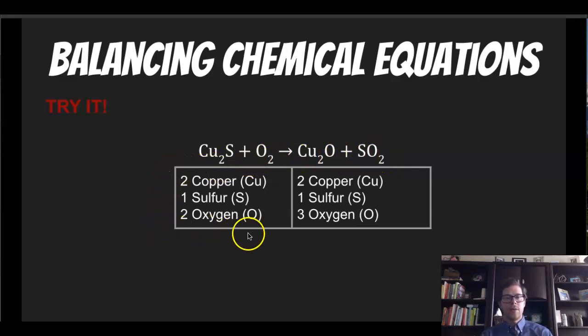So let's see what we have. On the left side, we've got 2 coppers. We've got 1 sulfur, and we've got 2 oxygens. Okay. On the right side, we've got 2 coppers. We've got 1 sulfur, just 1 right there, and then we've got 1, 2, plus 1, 3 oxygens. So you can already potentially start to see that because the difference is just 3 to 2, this might take a little more thinking than the last one.